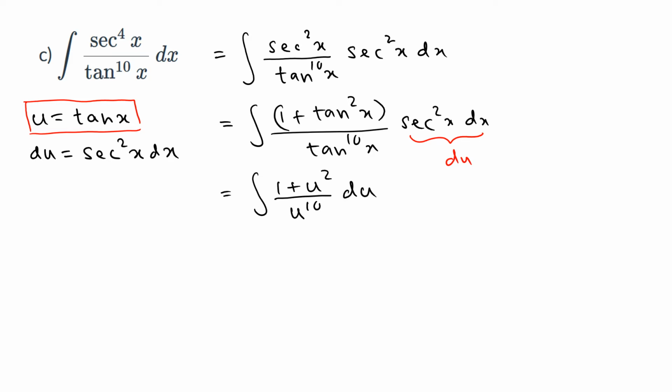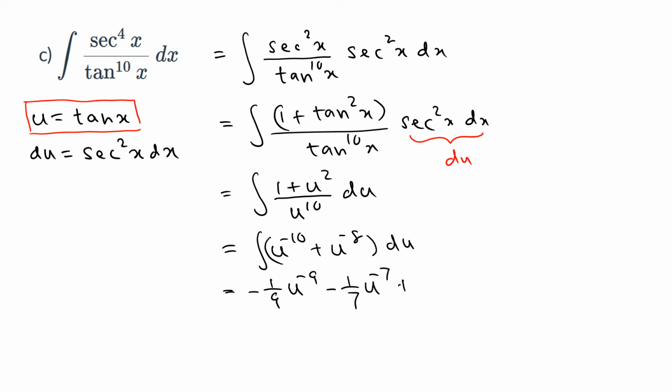Good. Now what we're going to do, you can see it's a function of u. What we can do, we can divide both terms by u to the 10. So if you do that, you're going to get u to the negative 10. It's easy to write it like that. Plus, if you divide this one, you get u to the negative 8 du. And then just use the power rule. So if it's the power rule, you're going to add 1 and divide by that. That means you can write this one as negative 1 over 9 u to the negative 9. Here also negative 1 over 7 u to the negative 7 plus c.